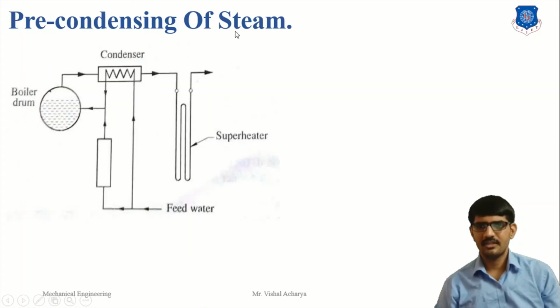Third is the precondensing of the steam. When the steam is transferred to the superheater, some part is condensed by a condenser to heat the feed water, and then transferred again to the boiler drum. So here an automatic control system is provided for the condensing system. This is a very small condensing system, and then the steam is transferred to the superheater.